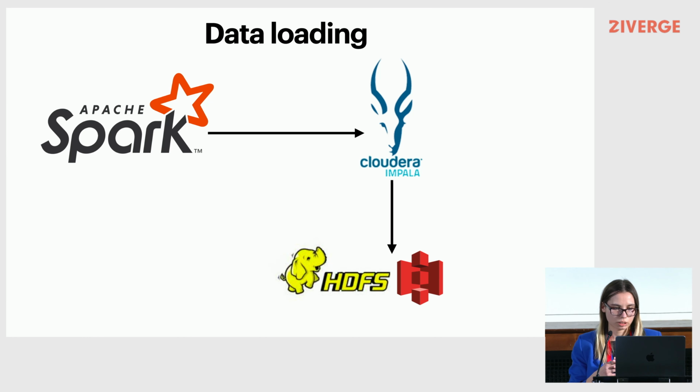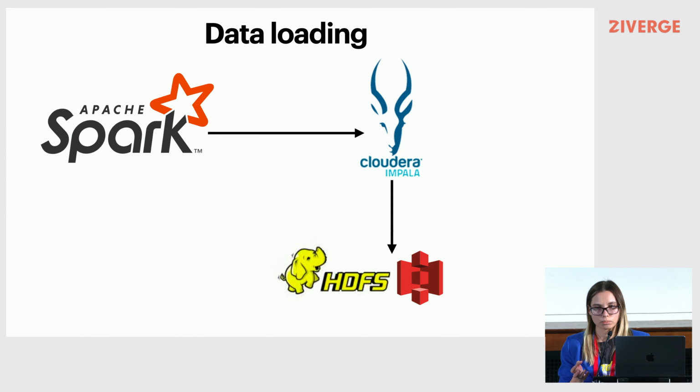Another part is about data loading. So again, in terms of technologies, it looks like this. There is some Apache Spark job that uploads the data to Impala, and the actual files are stored on HDFS and S3. So Impala is not a database.